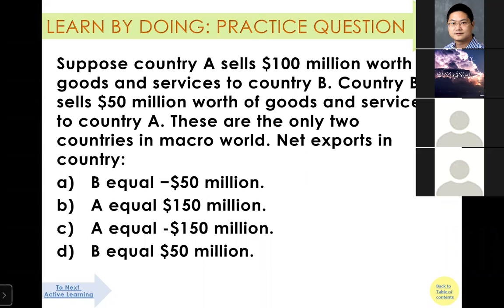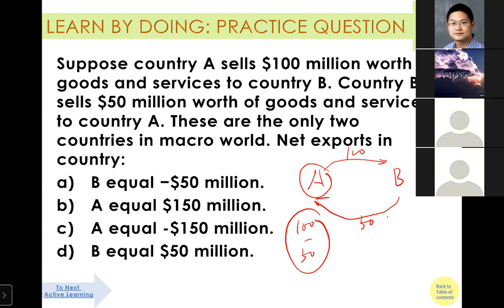Let's look at one more practice question. Suppose country A sells 100 million worth of goods and services to country B. Country B sells 50 million to A. These are the only two countries in the macroeconomy. Now we can look at A and B. A sells 100 to B, and B sells 50 to A. If we look at A, the net export of A is going to be 100 minus 50. If we look at B, the net export is going to be 50 minus 100. And so you can see A is correct.